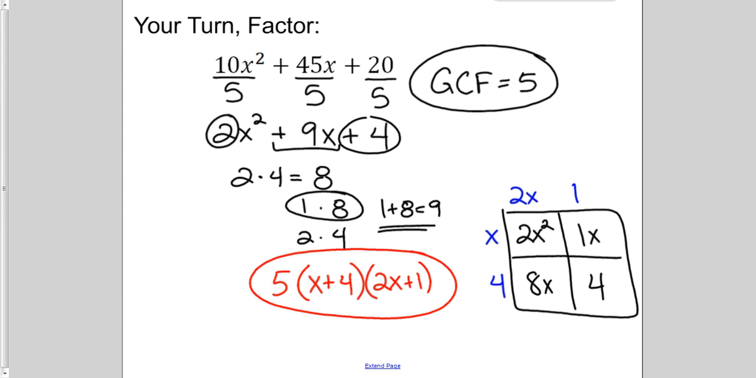And then we do first times the last, 2 times 4 to get 8. Our factors of 8 would be 1 and 8, or 2 and 4. 1 and 8 adds together to give us 9, so we're going to put a 1x in one corner and an 8x in the other open corner. And taking out the common factors gives us an x and a 4 down the left, and a 2x and a 1 across the top. So putting everything together gives us 5, x plus 4, 2x plus 1 as the 3 factors of our original polynomial.